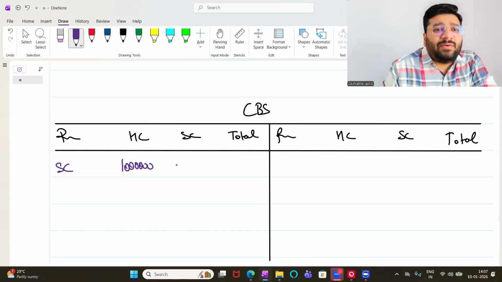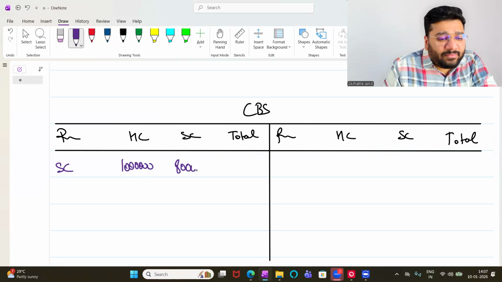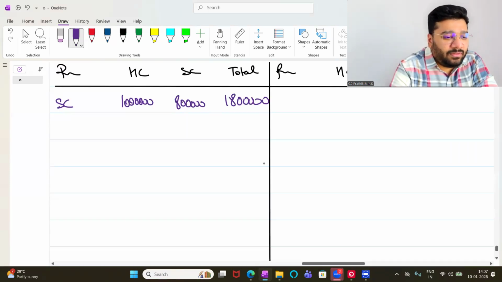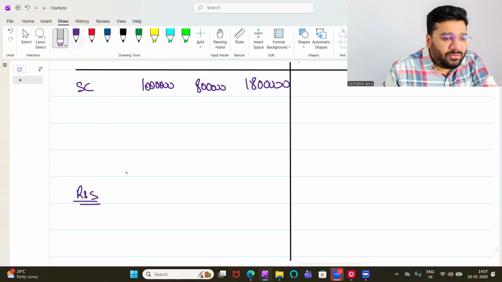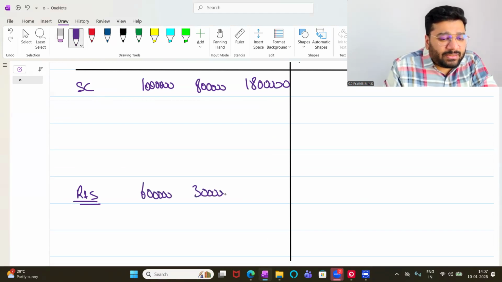10 lakh, okay. S Limited 8 lakh, total how much? 18 lakhs. Reserve and surplus: 3 lakh, and 6 lakhs. You guys be sure among yourselves, don't confuse me. 6 plus 3, how much is it? 9 lakh. Okay, then current liability.